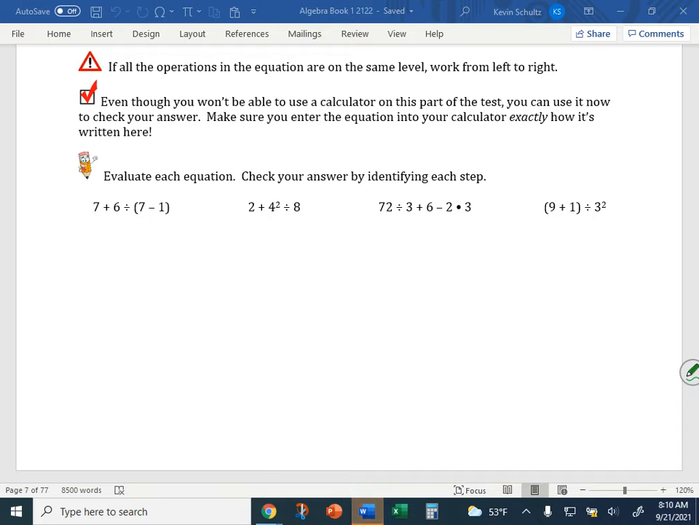I'm glad I asked. 7 plus 6 divided by the difference of 7 minus 1. What are we doing first? Catherine? We're taking 7 minus 1 first. So what I want you to do is underline that as your first step, and then rewrite the equation with that step completed. So the next line would read 7 plus 6 divided by 6, because 7 minus 1, that's what we do first, equals 6.